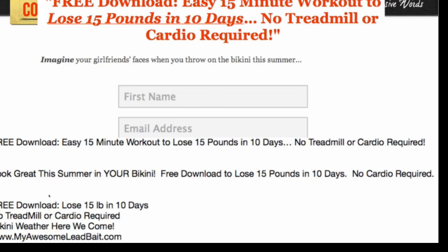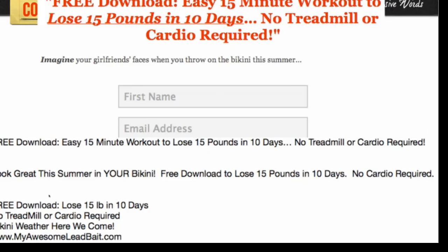And what I would do is split test those two. It's so easy to split test these days with whatever medium you're using. Google pay-per-click ad. And guys, I didn't log into Google to make sure the characters were under the limit and things like that. I just wrote really short lines. If these were too long, you could get creative and knock them down a little bit as well. Free download, lose 15 pounds in 10 days. No treadmill cardio required. Here's the benefit, the real benefit. Bikini weather, here we come.